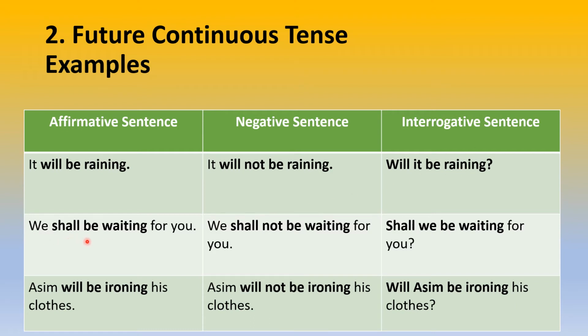We shall be waiting for you. We shall not be waiting for you. Shall we be waiting for you? Asim will be ironing his clothes. Asim will not be ironing his clothes. Will Asim be ironing his clothes?